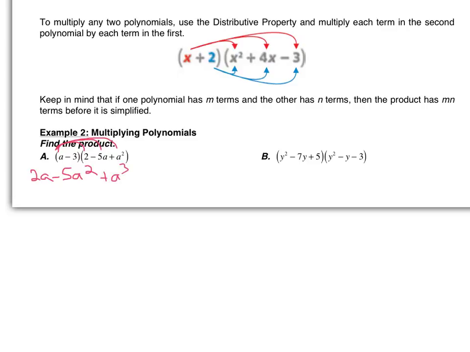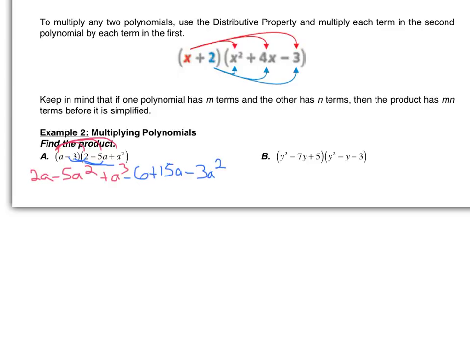Then I'm going to multiply the negative 3, and notice it is a negative 3. So negative 3 times 2 is plus a negative 6. I'm just going to write minus 6. Negative times a negative is a positive. 3 times 5 is 15a. And then negative times a positive is a negative. 3 times a squared is 3a squared.